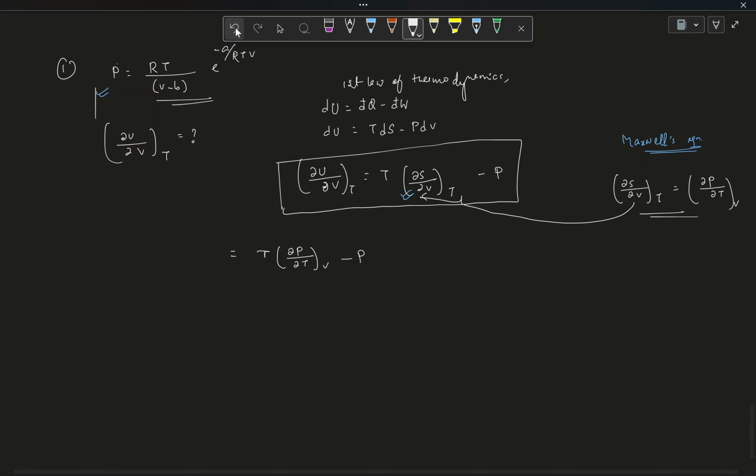So sorry, how can you calculate? Now first calculate what is this derivative term, del P del T at V constant. It is simply, you have to take a derivative with respect to temperature.